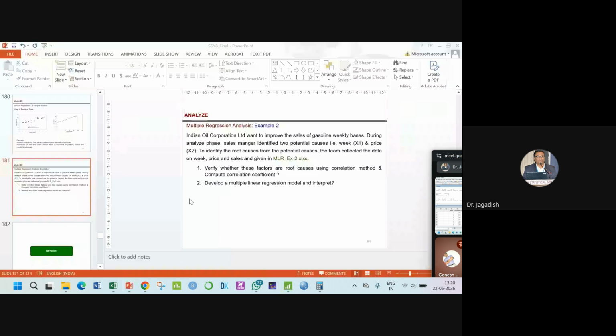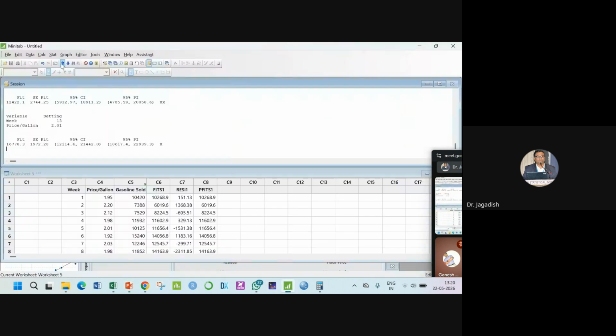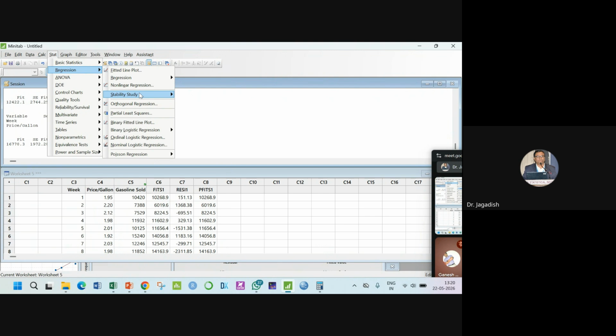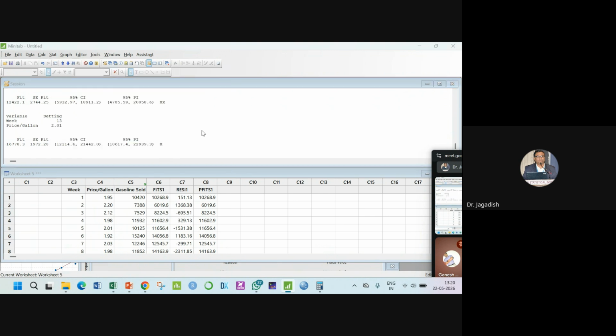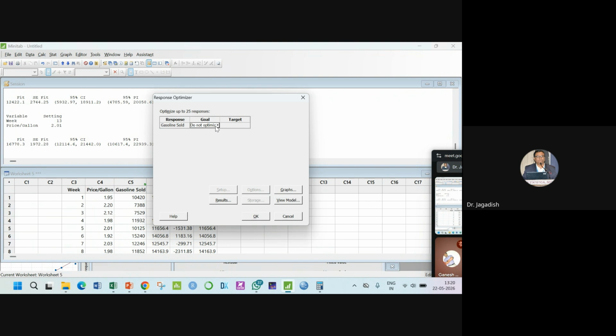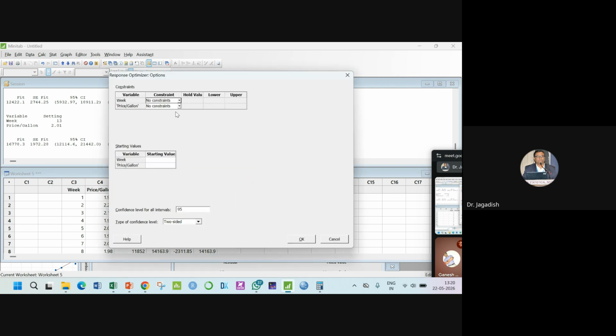So that's how multiple regression is concerned. Any question on multiple regression? Let me take one or two questions. We can also find the optimal here. We can find the optimal regression and optimal response. You want the gas oil sales to be maximized, so I want to maximize the gas oil result, and we can give the options with constraints on the region.